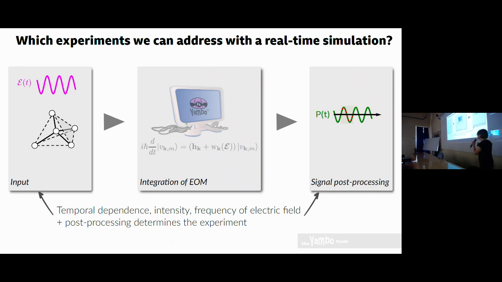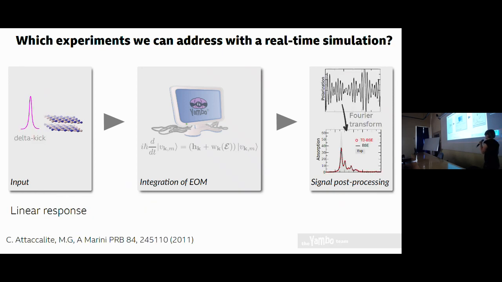Here are some examples. These are what we have done, but there are of course many other possibilities depending on the experiment one looks at. The simplest one, which you also saw yesterday during the tutorial, is the linear response. You just have a delta kick.